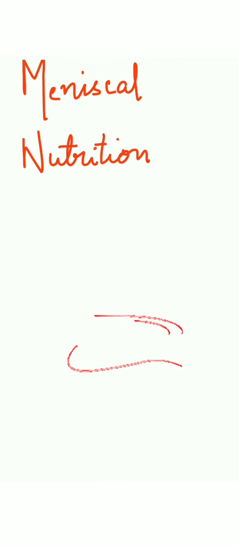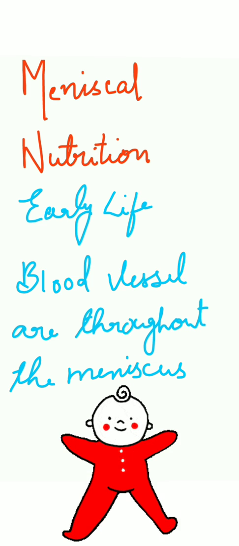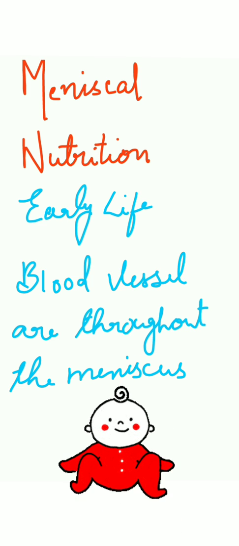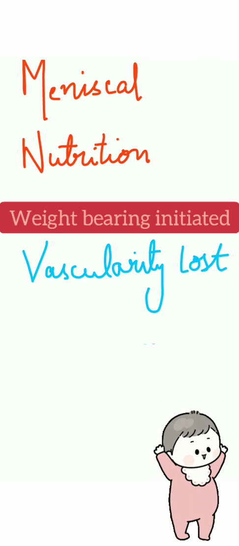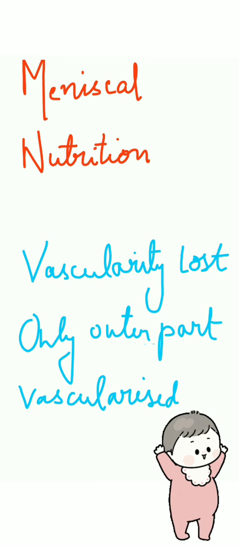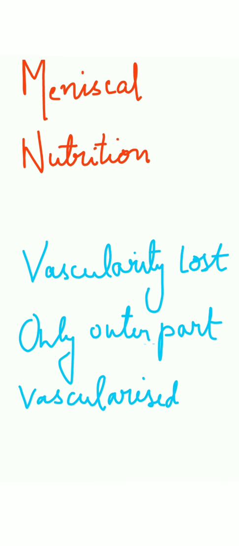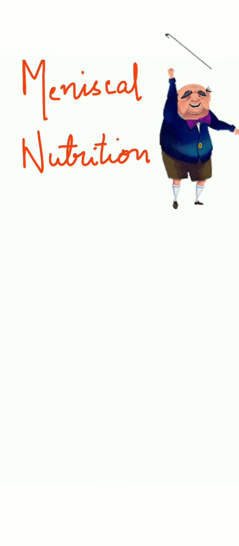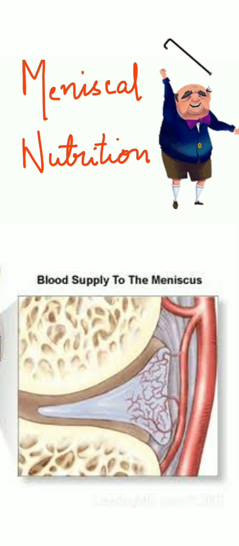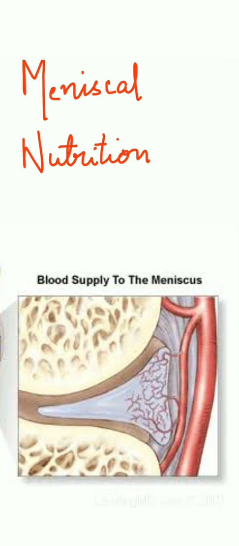Now we'll see meniscal nutrition. During the early years, the blood vessels are present throughout the meniscus. Once weight bearing is initiated, the vascularity is lost and only the outer 25 to 33% is vascularized. The supply is from the joint capsule and synovial membrane. After 50 years of age, only the periphery is vascularized.